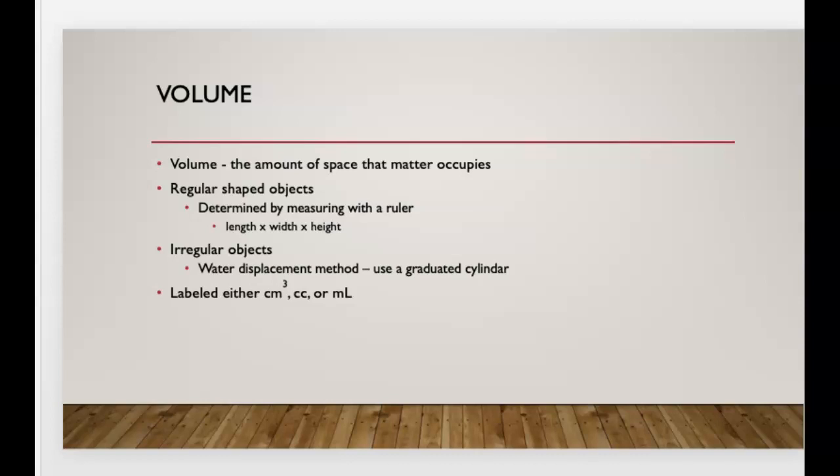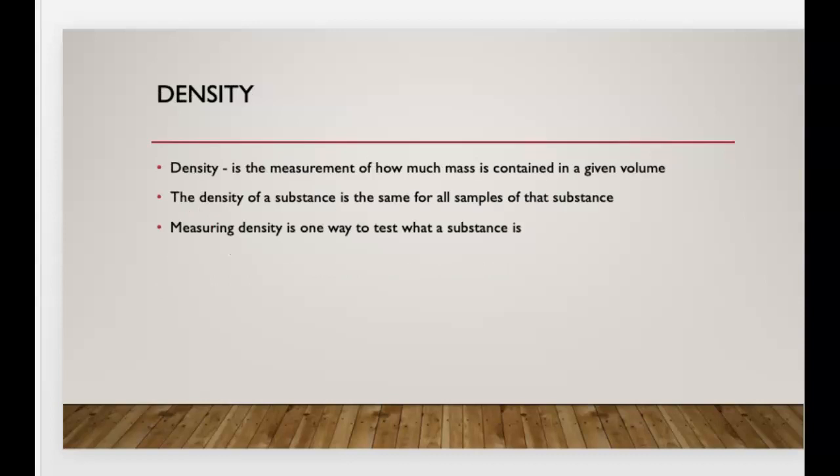So remember, we use centimeters cubed, cm with a little 3, if you measured with a ruler. You use a cc when we're in the medical field. If you've ever heard them say, give me 5 cc's of epinephrine on a TV show or something, that's when you're using centimeters cubed for a cylinder. And then we use milliliters, mL, when we use a graduated cylinder.